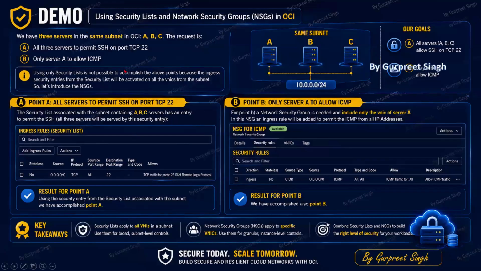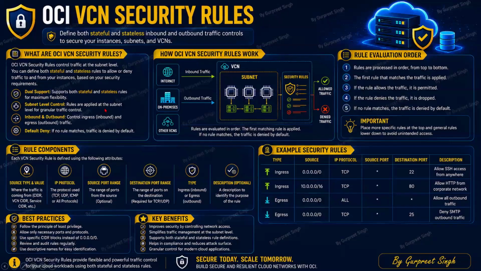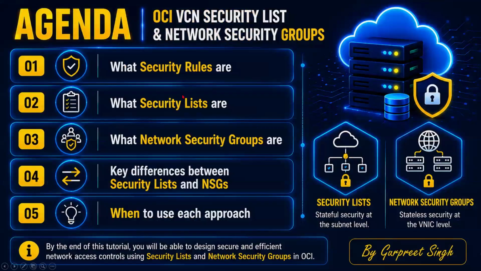All right. So hope you enjoyed the session. In this particular session, we have covered the security rules. What is a security rule? What is a security list? What is the network security group? What is the difference between security list and network security group? And how you can use the NSG and security list in the VCN.